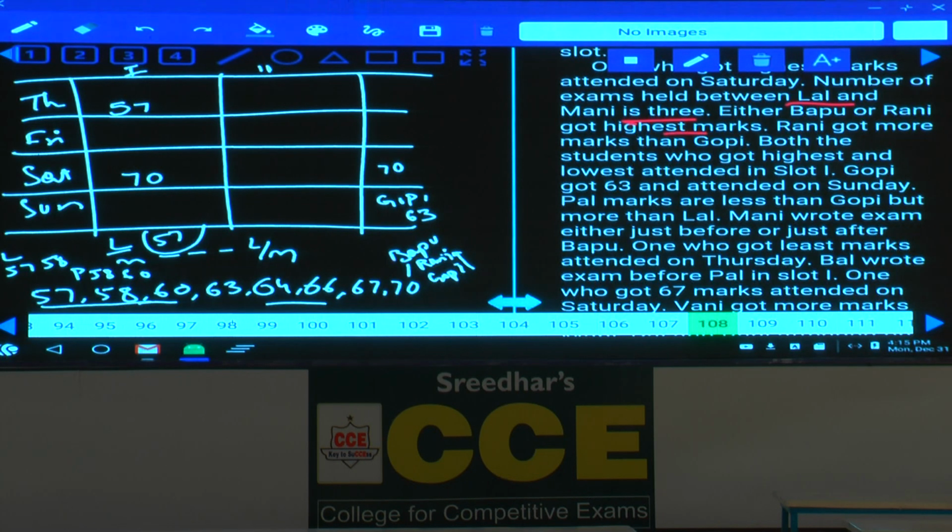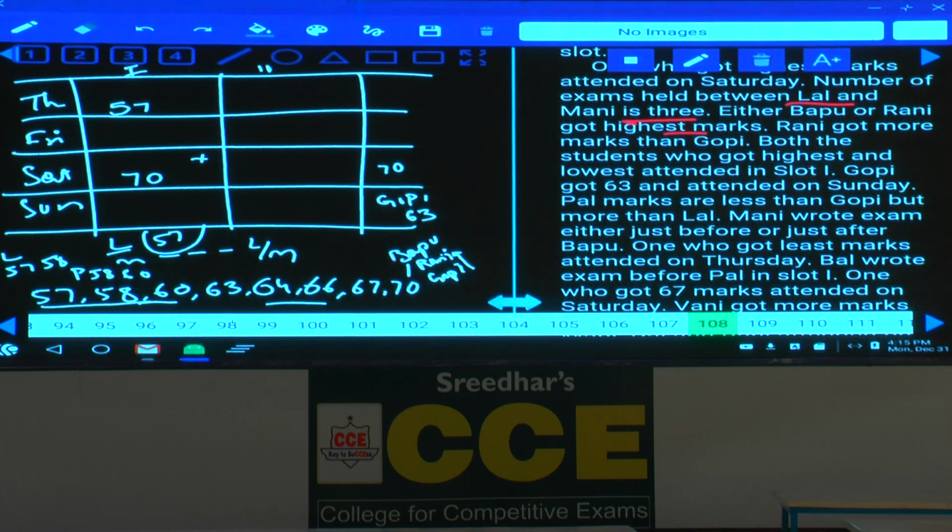And Ball wrote the exam before Paul in slot 1. In slot 1, this Ball wrote the exam before whom? Before Paul. As Ball wrote the examination before Paul, Paul cannot be first in the slot. Ball can get either 58 or 60, and this Ball must be immediately before this Paul. Hence this Paul cannot be 70. Are you following this one or not?